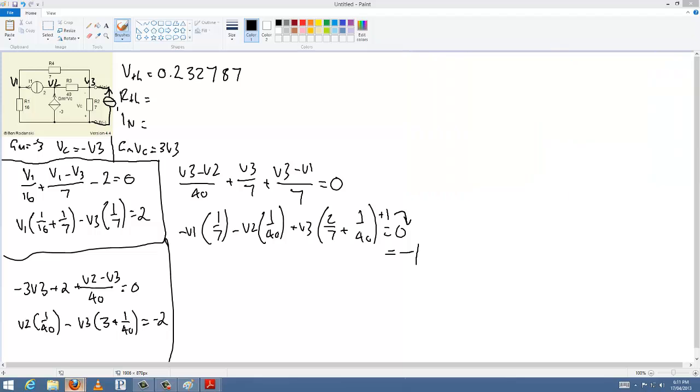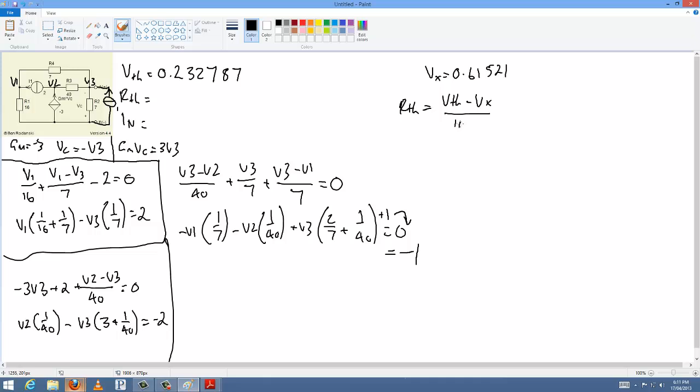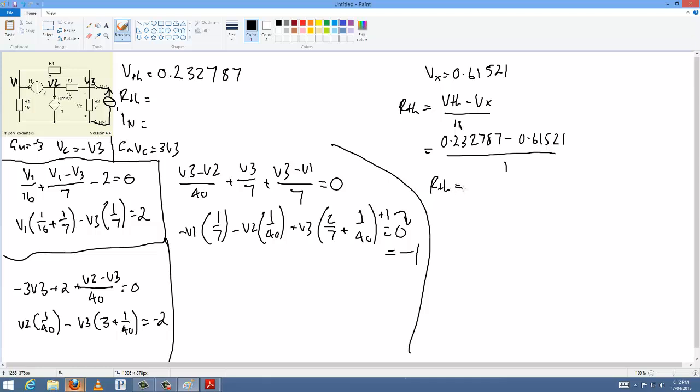Resolving, the Vx equals 0.6152, that's easy, and R Thevenin equals V Thevenin minus Vx on Ix, 0.232787 minus 0.61521 all on 1. R Thevenin equals negative 0.38243.